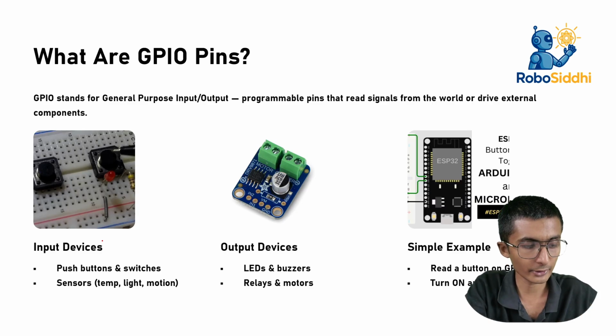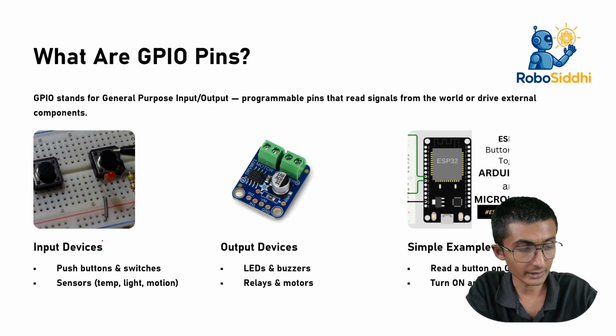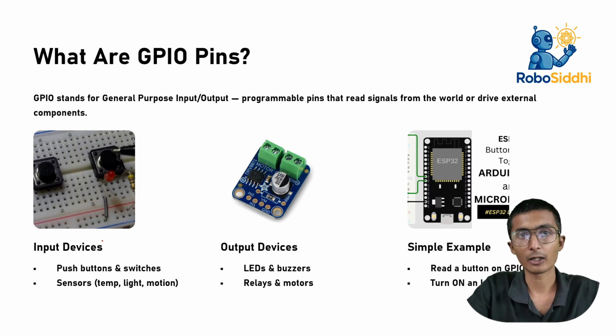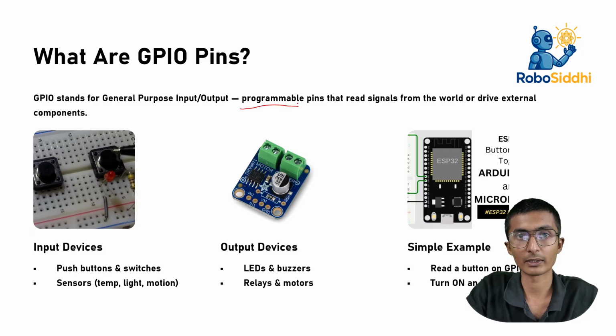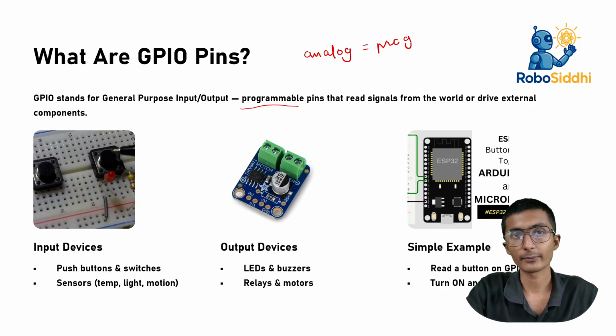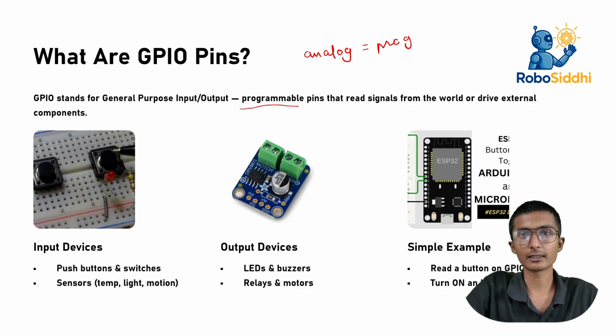But how we are going to use them, how we can make it digital, how we can make it analog, how we are going to modify it. That's how the programming is helpful for us. So these are programmable. If I want it to act as analog, I have to program it. Through programming, I can instruct it whether it should be an analog pin or a digital pin, right? So programmable pins that read signals from the world or drive external components.